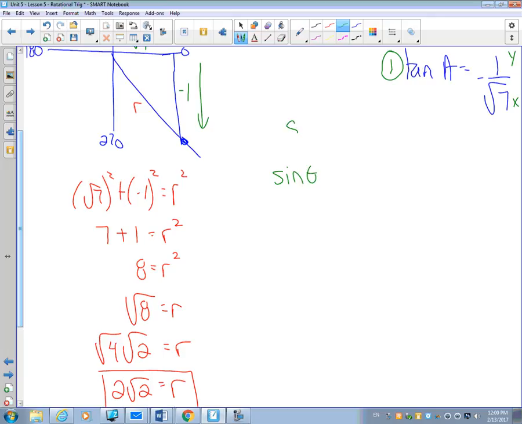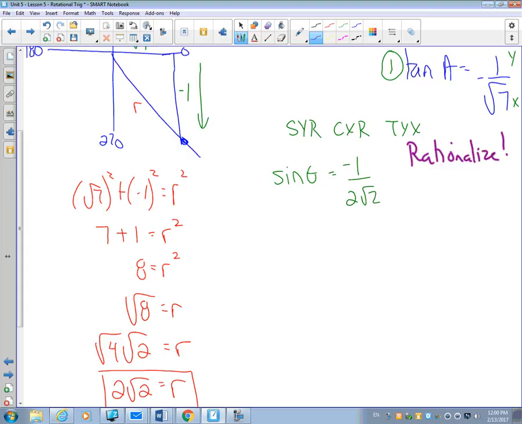Sine, Sir Sixer 6. Sine is y over r. My y value is negative 1. My r value is 2 root 2. Oh, but there's a problem. We're not allowed to have roots on the bottom of radicals or fractions. How do we get rid of that? You might remember the idea of rationalizing.